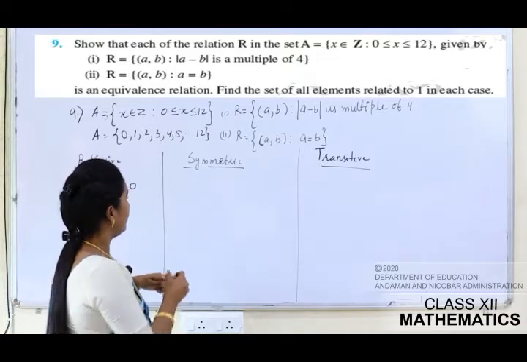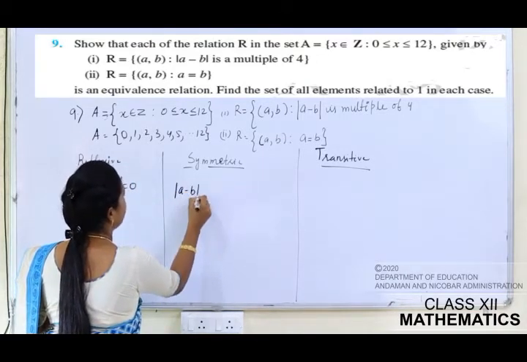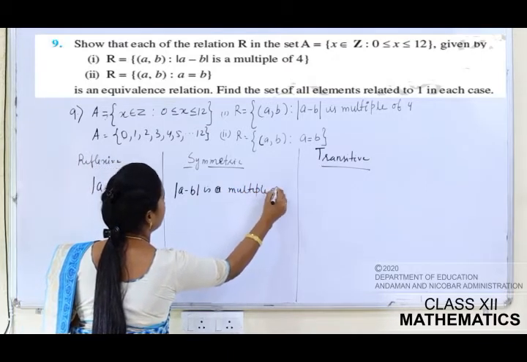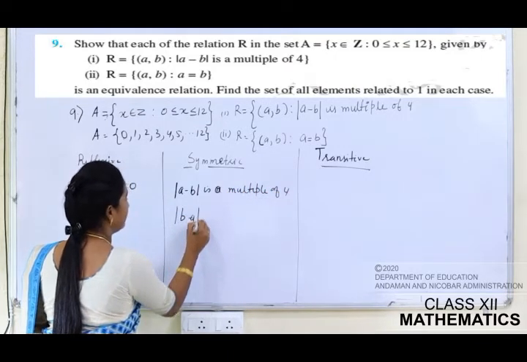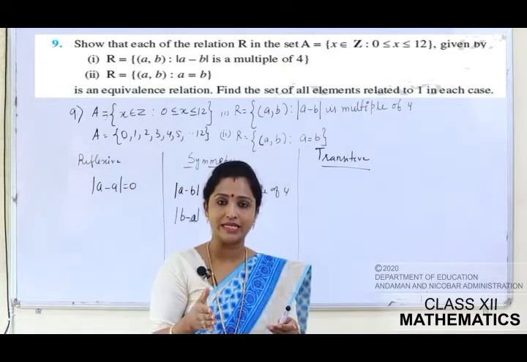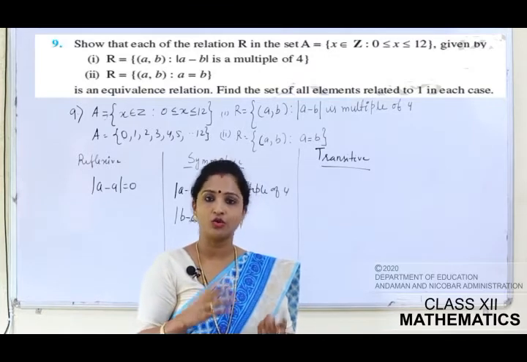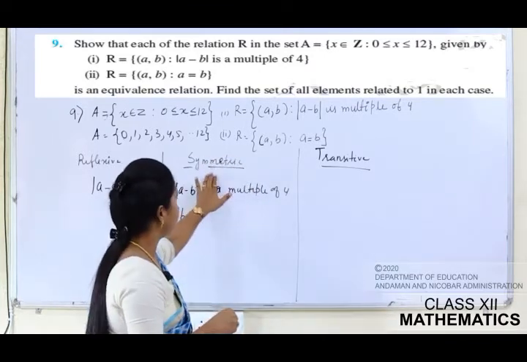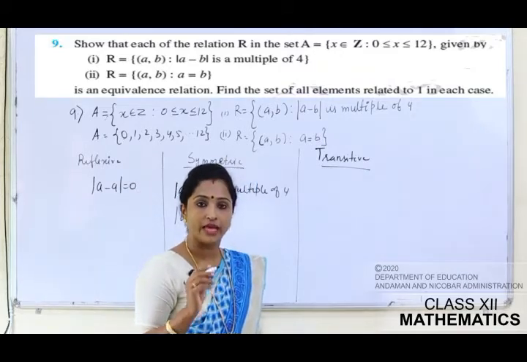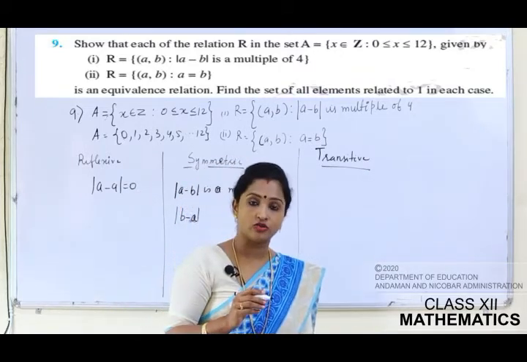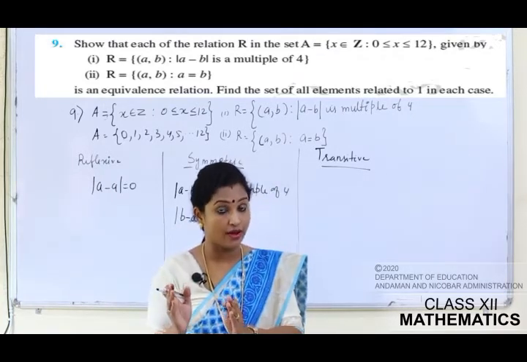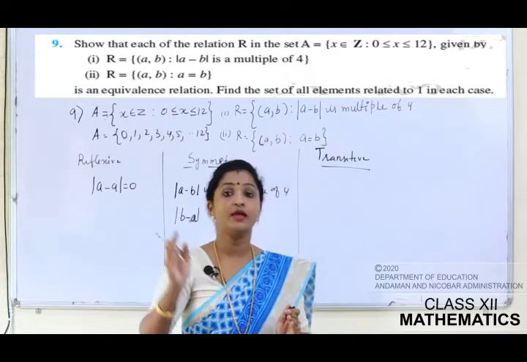Symmetric means same thing. If a minus b is a multiple of 4, what can you say about b minus a? It is also a multiple of 4, है ना, because it is absolute value, मॉडुलस है, a minus b लो या b minus a लो, दोनों ही multiple of 4 होंगे। तो यहाँ पे ये सिमेट्रिक भी है। तो ट्रांजिटिव में आपको क्या प्रूफ करना है? You have to prove (a, b) belongs to R, (b, c) belongs to R, implies that (a, c) belongs to R.